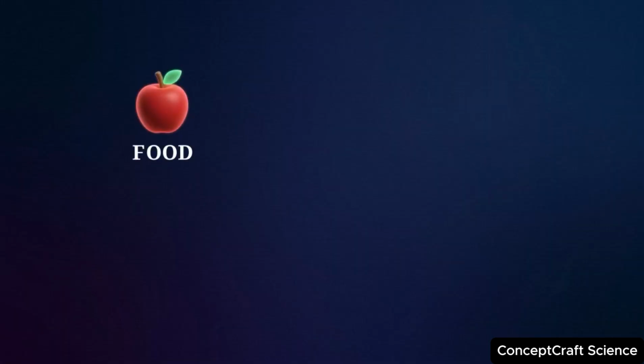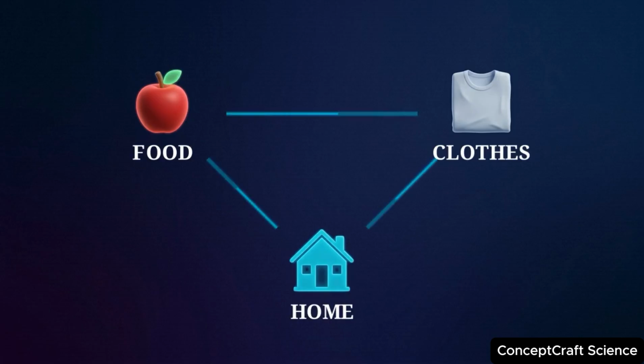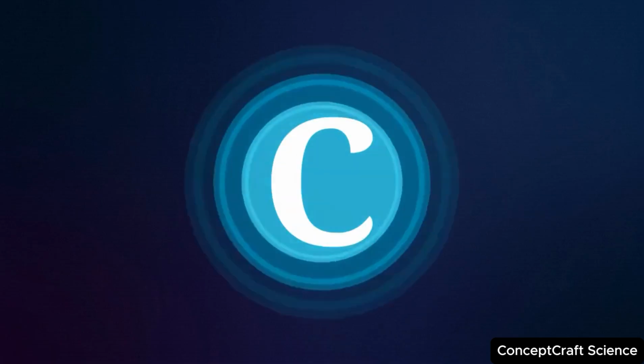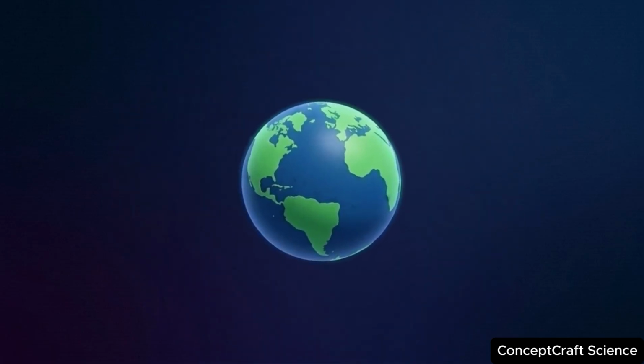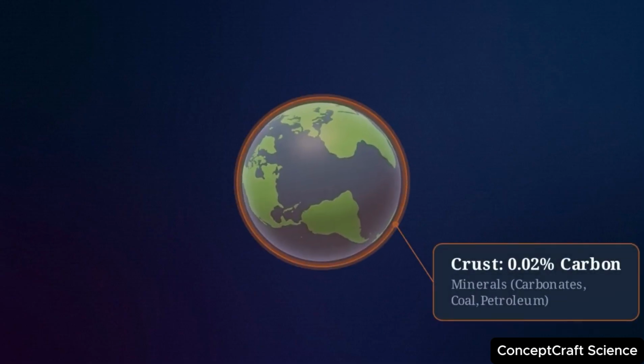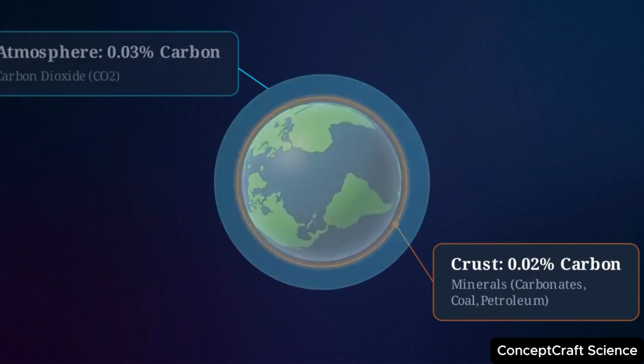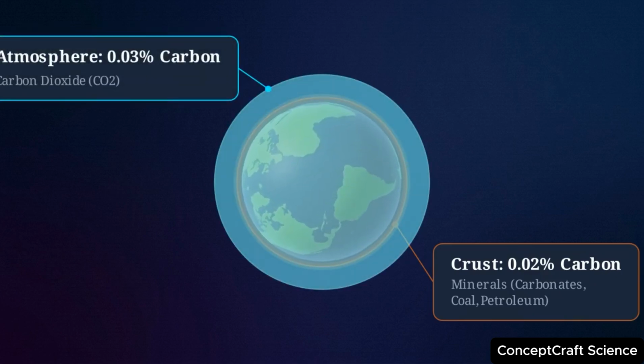Look closely at the food you eat, the clothes you wear, and the materials in your home. The chemical foundation for all of these things relies on a single element, carbon. Despite building nearly everything we use, carbon is remarkably scarce in the natural world. It makes up just 0.02% of the Earth's crust as minerals, and 0.03% of our atmosphere as carbon dioxide.